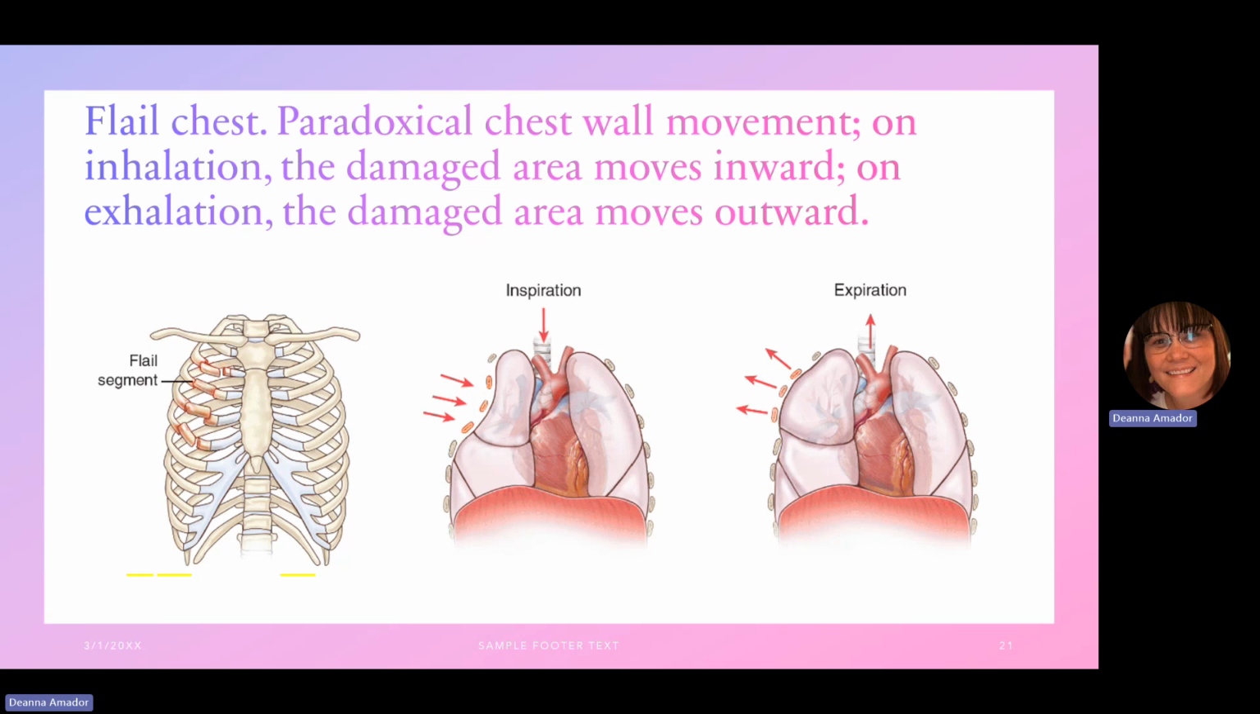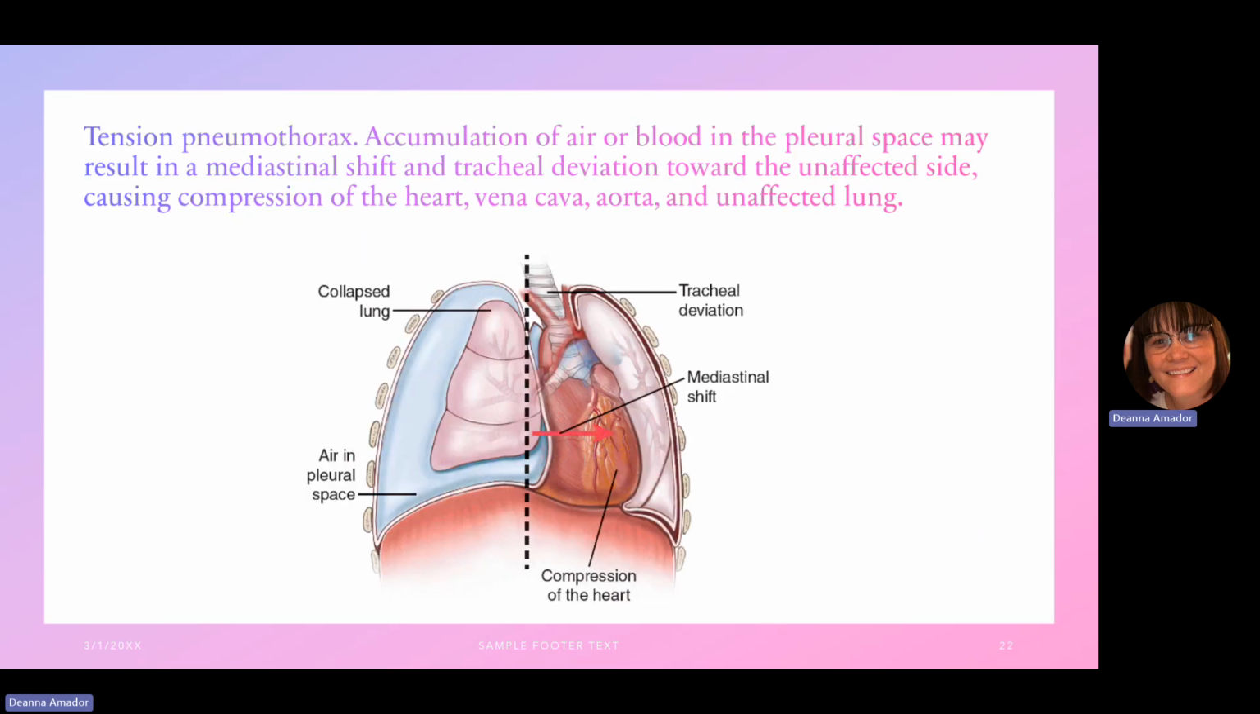As with rib fractures, chest wall movement is compromised largely because of pain, and they'll have insufficient respiratory efforts. Okay, so that is your flail chest, and know that that goes with paradoxical chest wall movement. I think I've said that probably four or five times now.